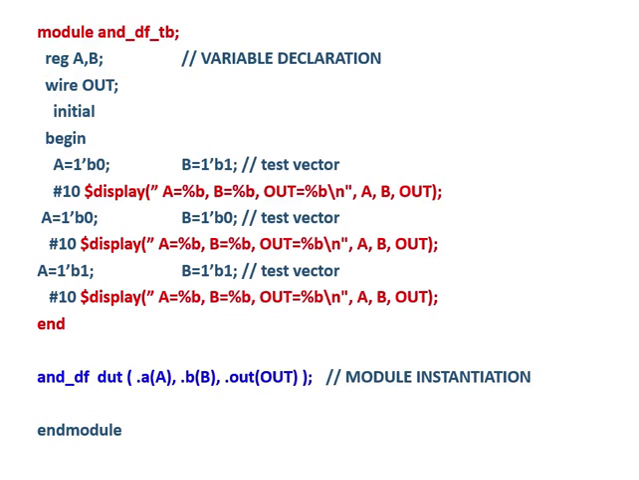The next one is another example, the same example only here, but using the display task. Same reg equal to A, B, wire equal to out, then initial, begin, A equal to 0.